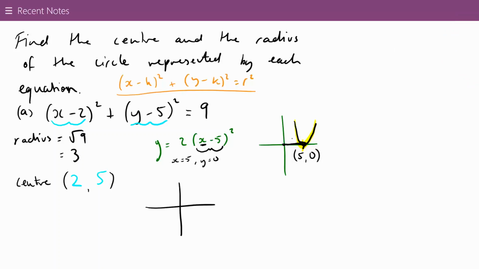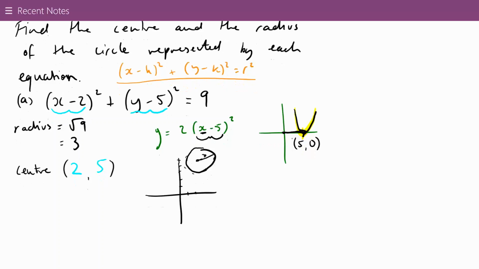So if you were to draw a quick sketch, 1, 2, 1, 2, 3, 4, 5. Up here is the center, and there's a circle going all the way around there. You get the idea. It doesn't want us to graph it, but that's just the idea of where it would be. It'd be somewhere, maybe up there like that, with a radius of 3.